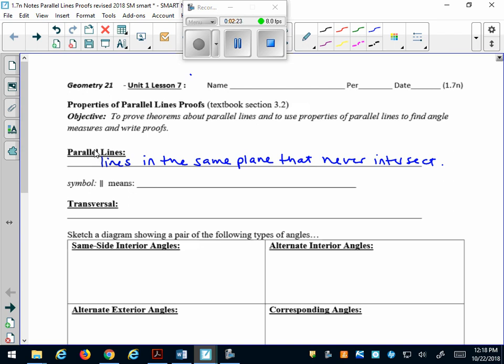But they look like this. Almost like a highway and then an overpass highway going over it the other direction, right? If you looked at an aerial view, it would look like they intersected, but they actually don't. So we need to add in the same plane that never intersect. So, they kind of look like this. Okay, this little symbol means is parallel to.